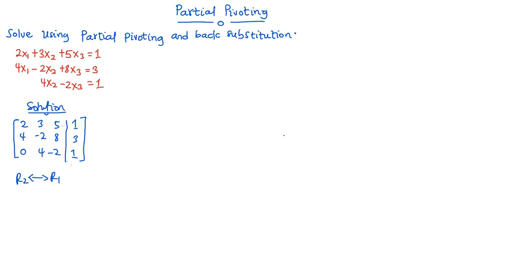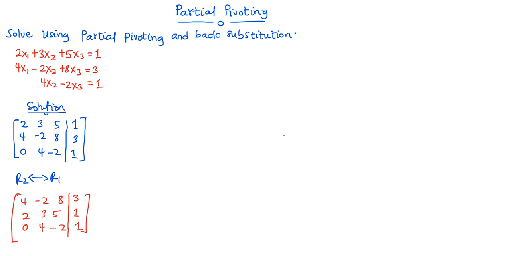Okay, so now let's rewrite our augmented matrix. So now we are going to have 4, minus 2, 8. Okay, then you're going to have 3 here, and then you're going to have 2, 3, 5. Okay, and then 1. And then lastly, you will have 4. You have 0, 4, minus 2, and then 1.